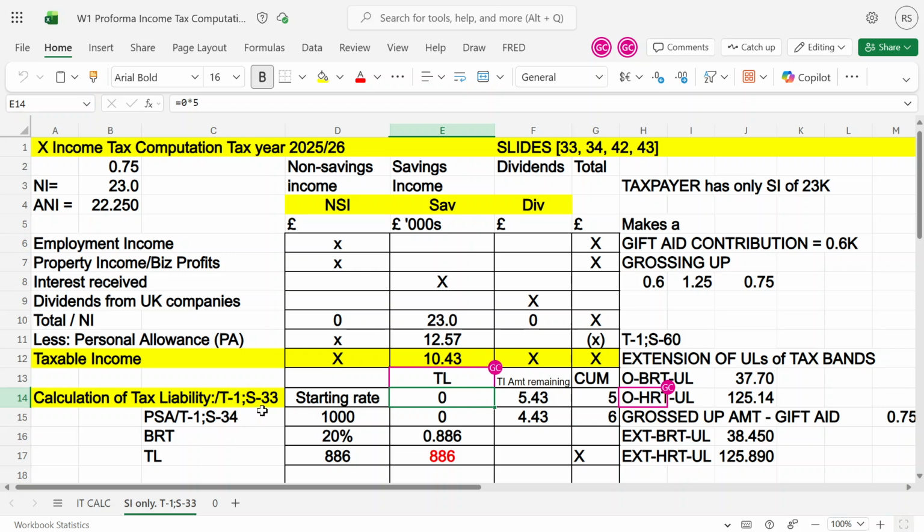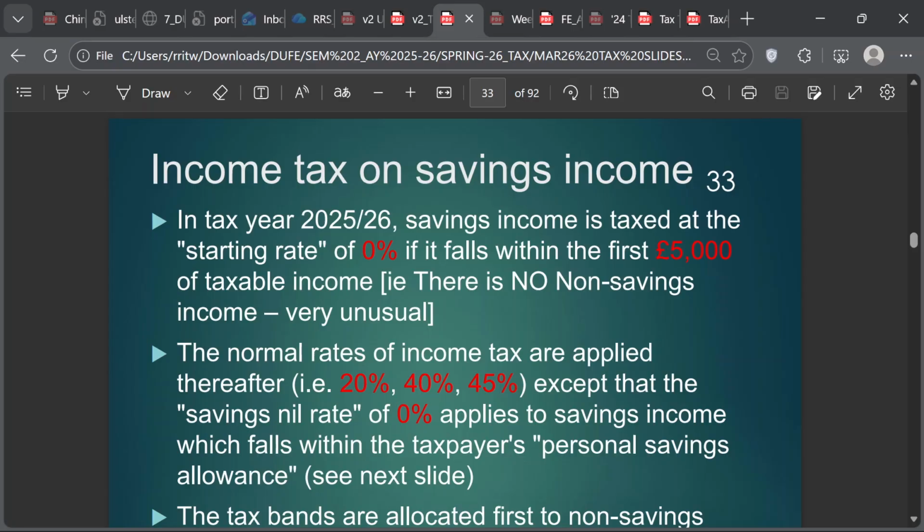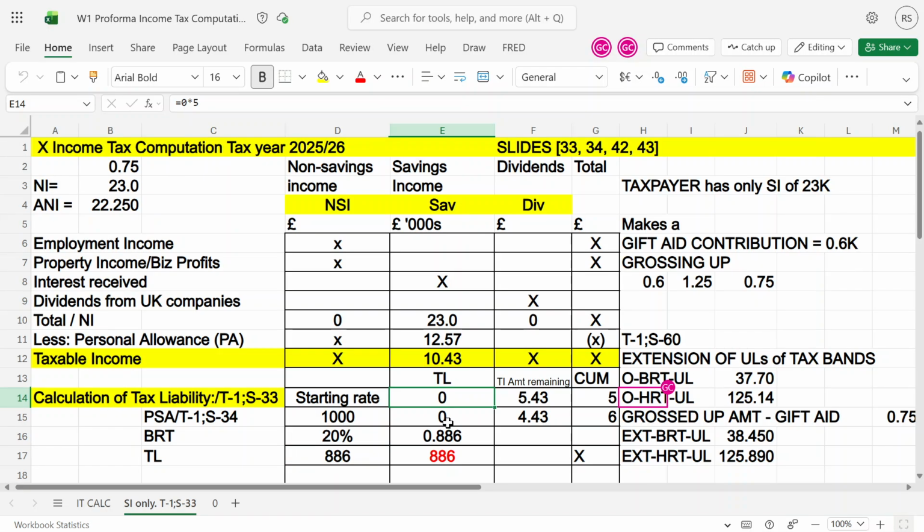That's why I've given the reference here: Topic 1, slide 33. Once you see slide 33, you can see that the rule being applied is this one. So it's like another range: if our NSI is 0, another rule kicks in. If you have SI but no NSI, then you will kick in this rule.